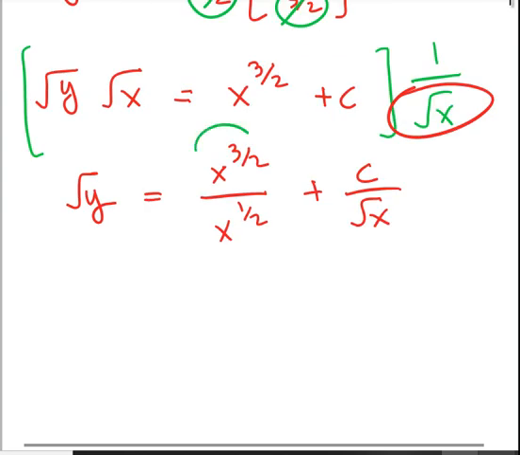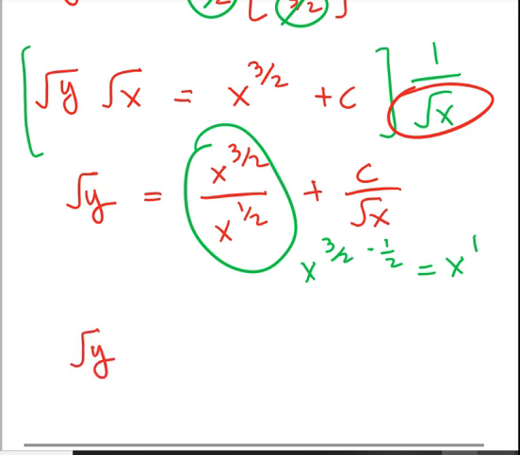At ito po ay pwede po natin i-simplify. So we know that it will become x to 3/2 minus 1/2. Magiging x na lang po yan. Okay? X raised to 1, kasi 3/2 minus 1/2 is 1. Therefore, we can rewrite our answer as square root of y is equal to x plus c over square root of x.